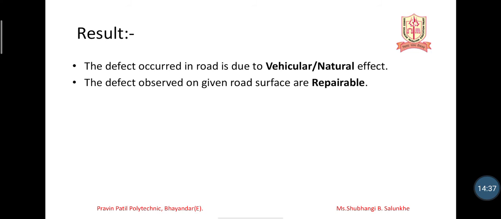So this is all about experiment number 9, and it is a very easy experiment. Generally we have to visit some roads and take the dimensions of all the defects. We have to take photos of all the defects and note down why the defects can be caused. So if you don't understand anything, please contact me.